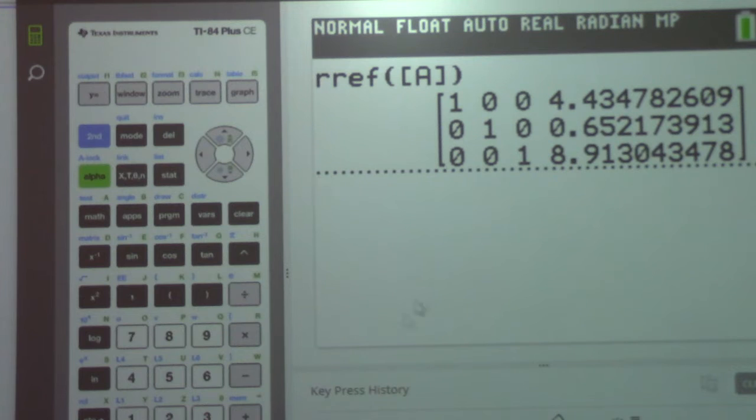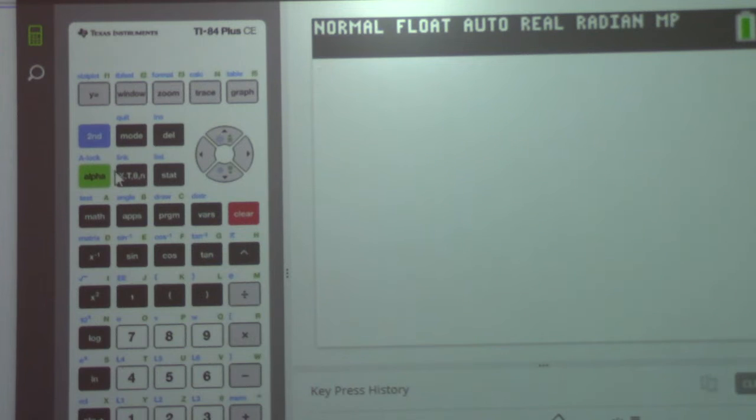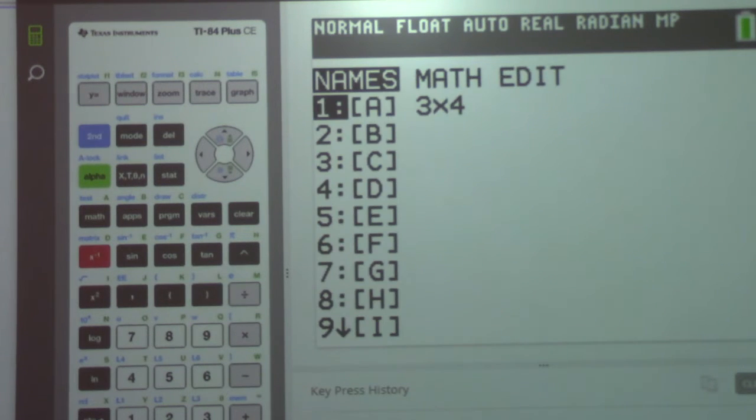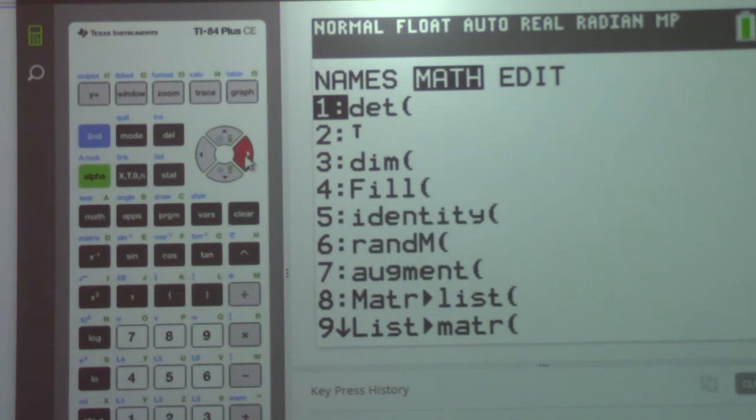Now this does not look like the correct answer. The reason is that I must have entered something incorrectly. The parentheses, I didn't do the parentheses. So I want to go ahead and redo that because obviously I've made some kind of mistake here. So let's go back to second matrix, edit.